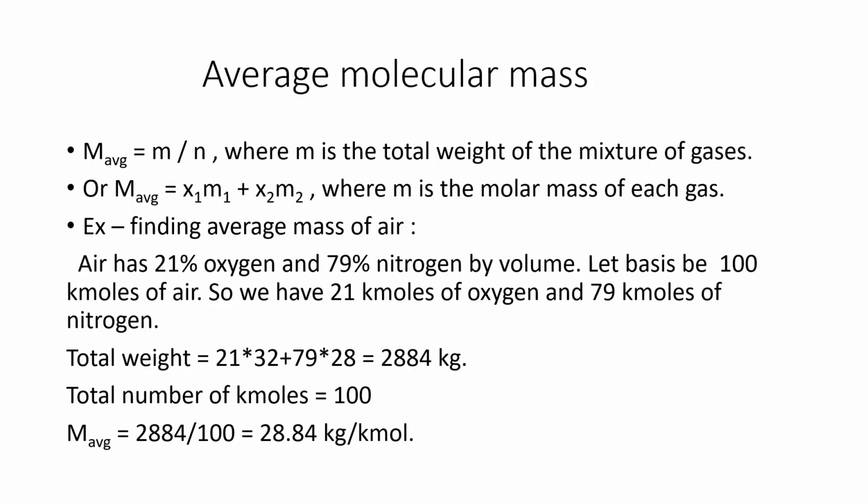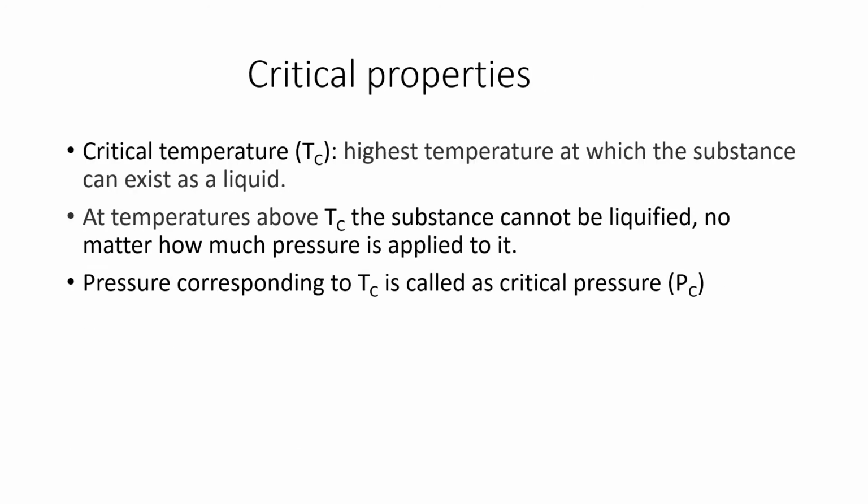Questions based on average molecular mass are very common, and they will mostly also ask us to find the density. Density can be found from this. Density equals mass by volume, so we have average molecular mass by volume. For 1 kilomole, the volume is 22.414 liters. So for 100 kilomoles, the volume will be 100 into 22.414.